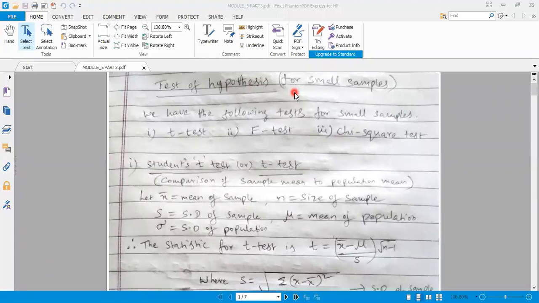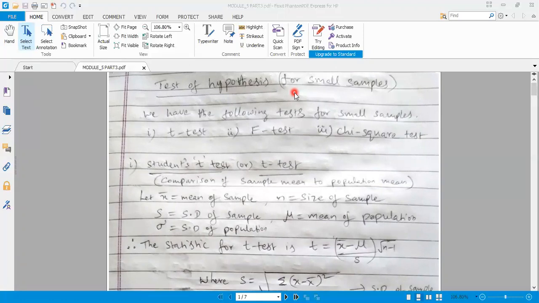So very good morning. In the previous lecture we discussed the basic part of sampling theory. Now let us continue with that. In this lecture we are going to discuss how to test the hypothesis by using various statistical methods. Mainly I will concentrate on the t-test.